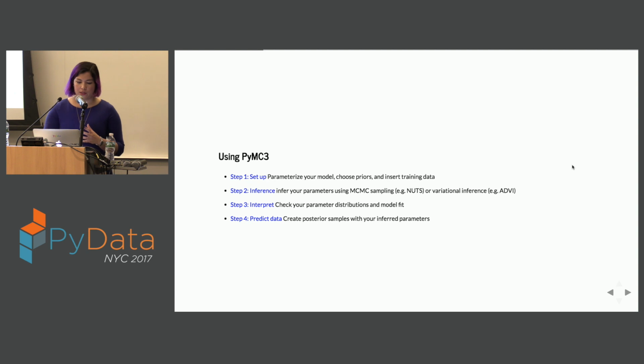The third step is interpretation. You need to check your parameter distributions and model fit and make sure everything makes sense. This step doesn't exist in scikit-learn. This is kind of a new thing with PyMC3. And a lot of times you'll just stop there because what you care about is the parameter distributions. But if you want to, you can also predict data by creating posterior samples with your inferred parameters.